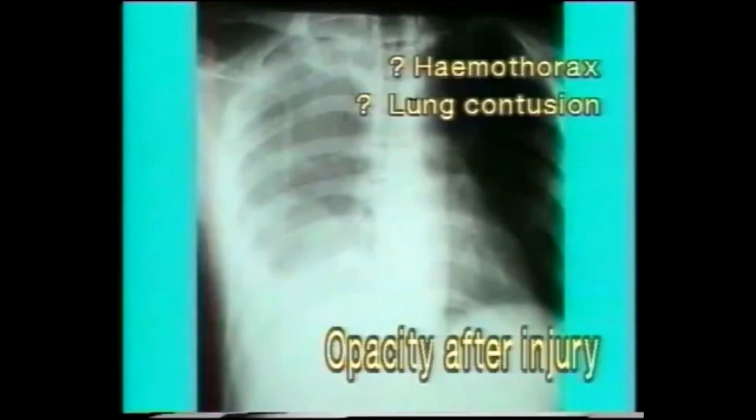Uniform opacification of the whole side, more in the costophrenic angle, suggests a hemothorax, while in standing position this would give a shadow akin to a pleural effusion.